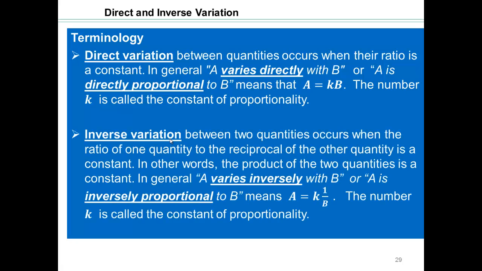Inverse variation between quantities occurs when the ratio of one quantity to the reciprocal of the other quantity is a constant. Or you can think of it as the product of the two quantities is a constant. So A varies inversely with B, or A is inversely proportional to B, means A equals some constant K times 1 over B, or that A times B is a constant. The number K is called the constant of proportionality in both cases.